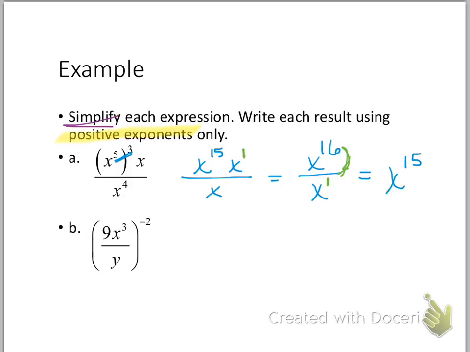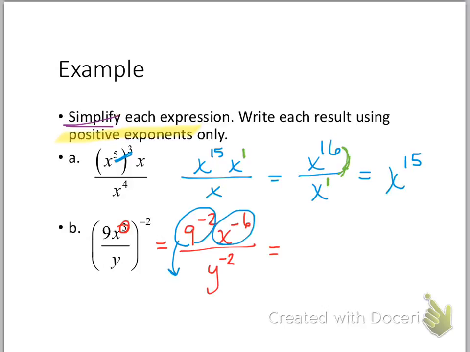Why don't you try letter B on your own? This starts with a fake distribute. Everything inside those parentheses must receive the exponent. If there's already an exponent, we're going to multiply them together. Now, all of those exponents are negative, so everything's going to switch. This is going to move to the bottom, this is going to move to the bottom, this is going to move to the top. So that gives me y squared over 9 squared x to the 6th.